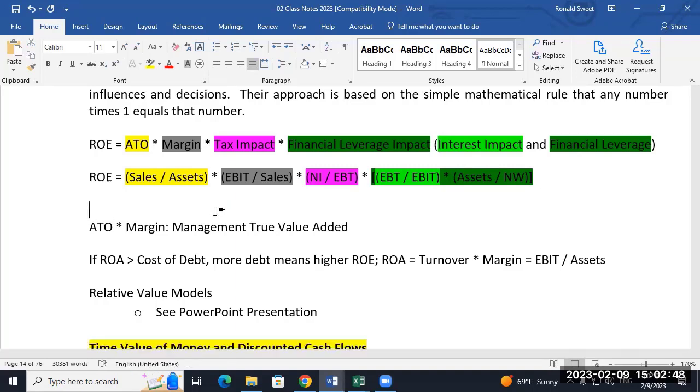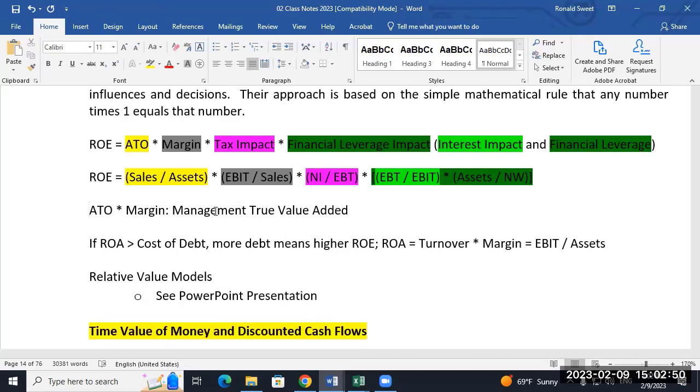So I like to break it out in more pieces, but it's the same thing. Asset turnover and margin, those are the ones you want driving that ROE. If your ROE is going up, you want that ATO times margin going up. So look for that. That's where management really adds value, by increasing turnover, increasing margins. If they do that, they're making the business more valuable.